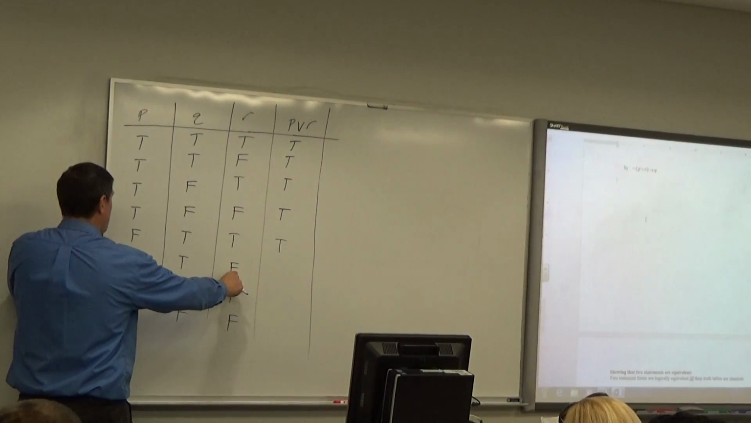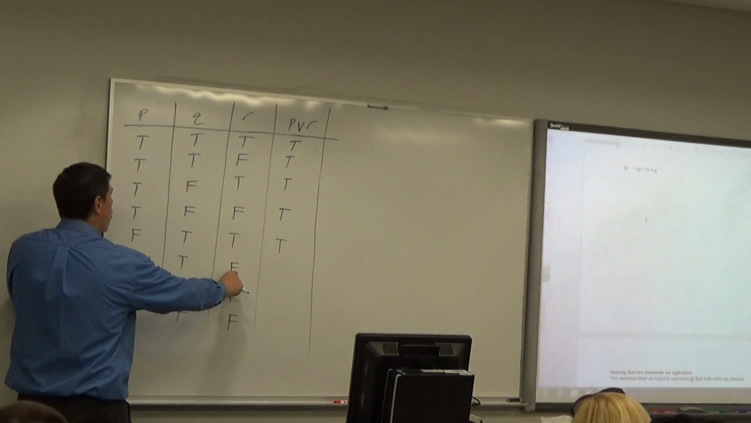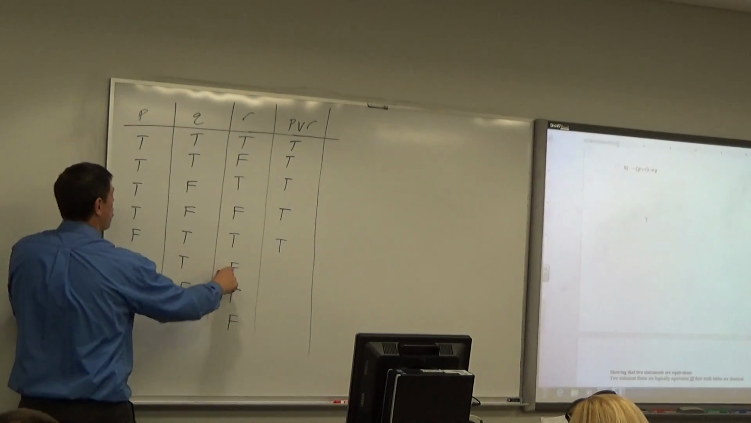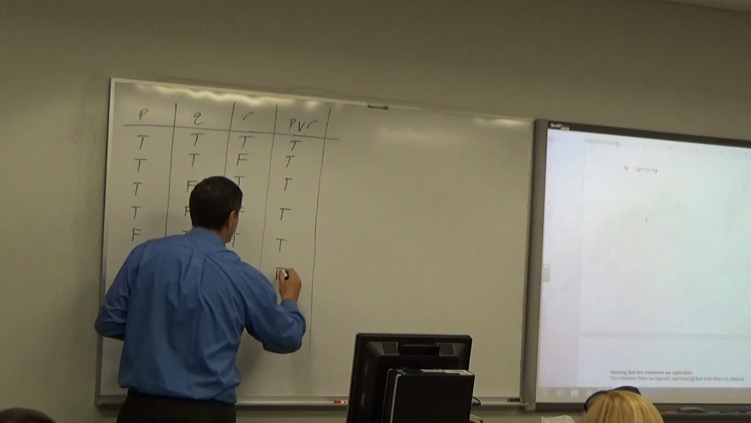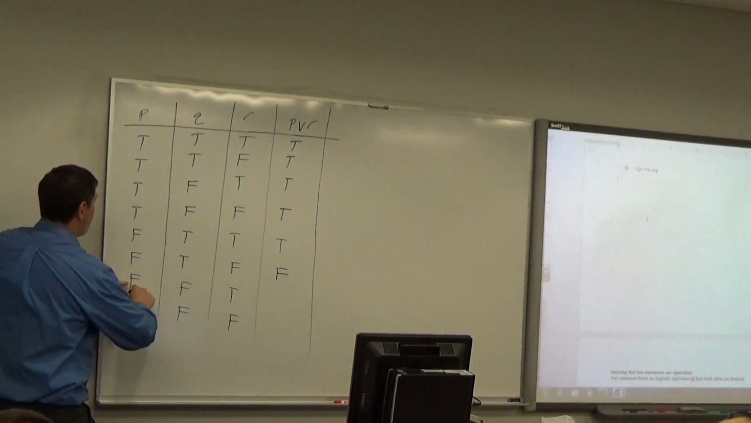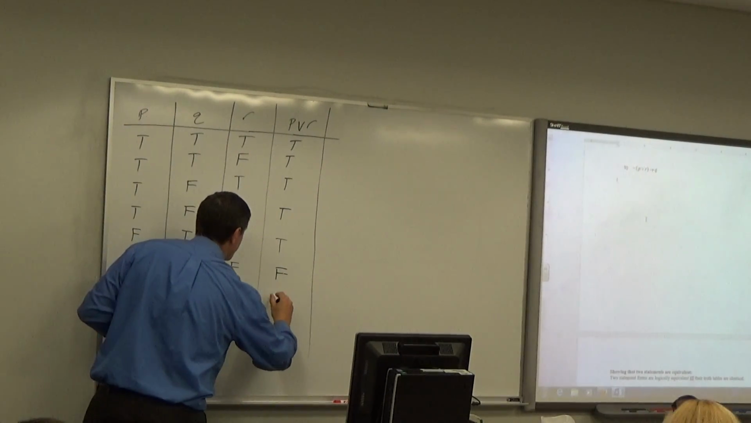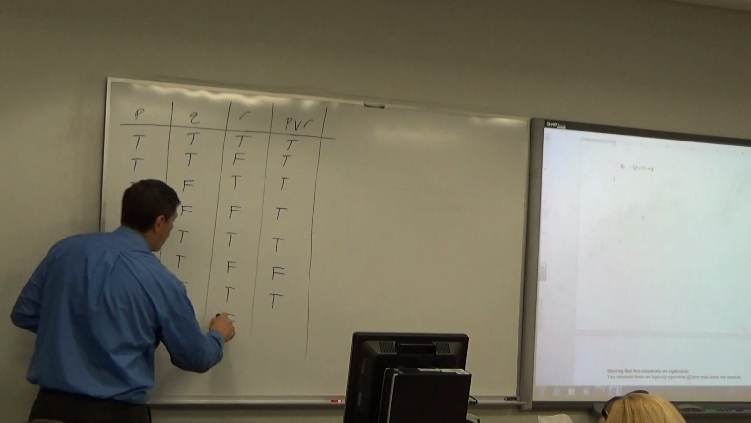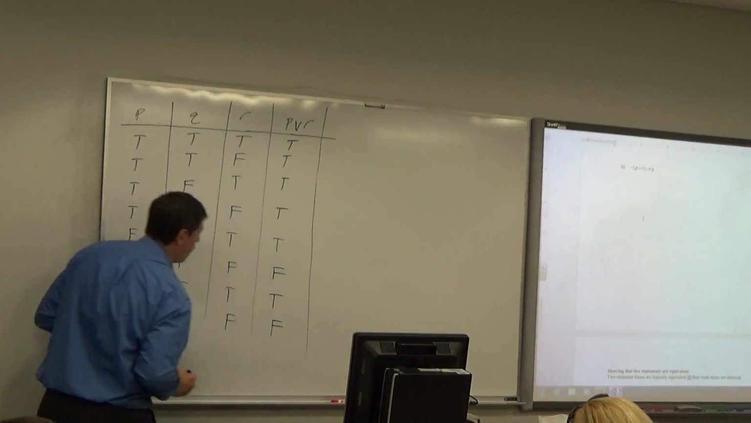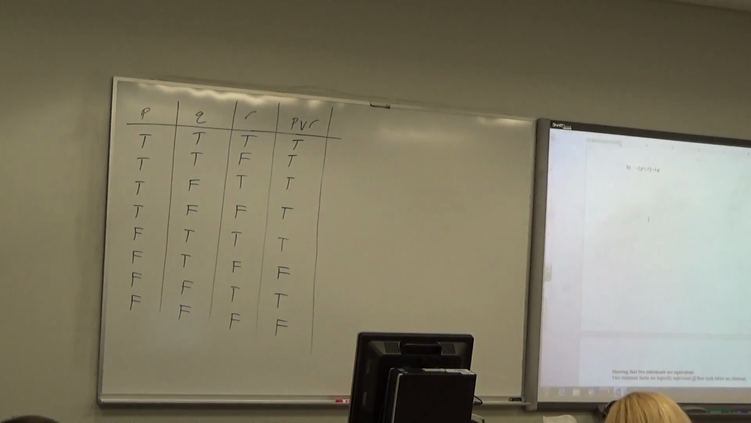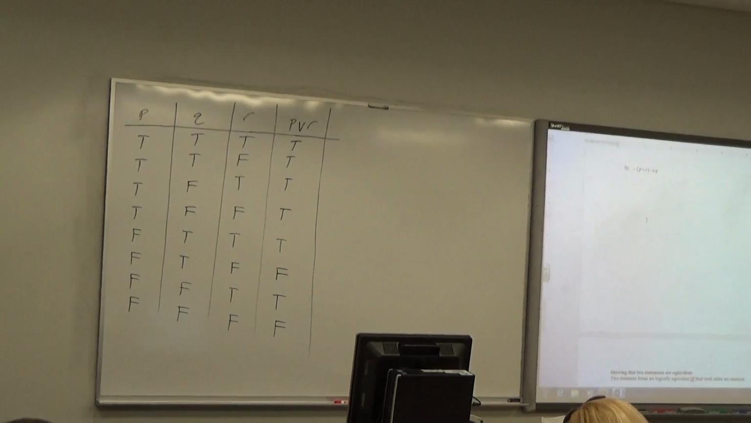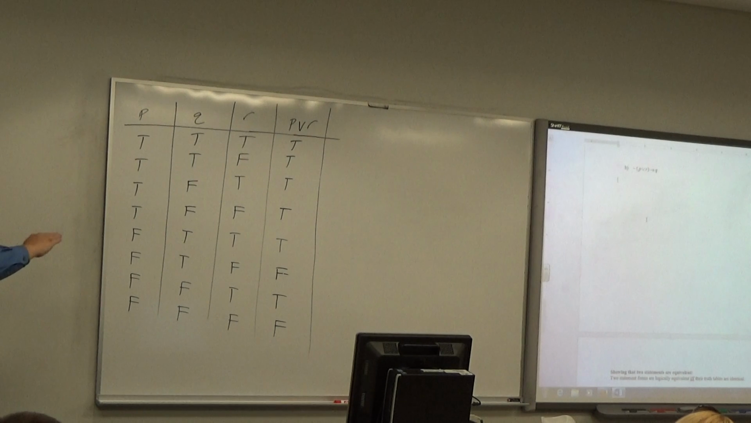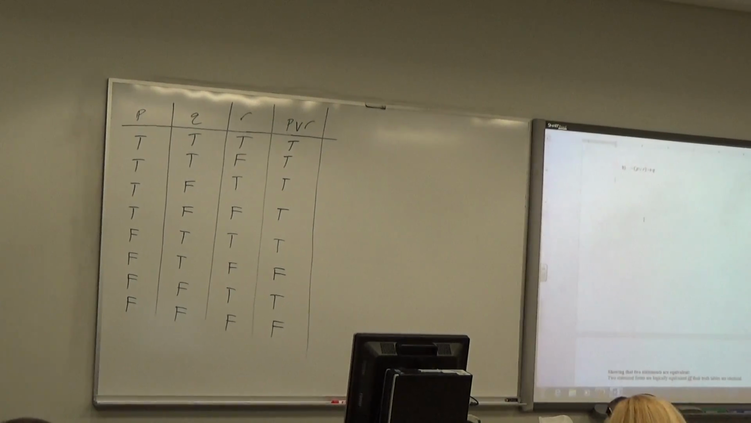In row 6, both P and R are false. We don't care about Q for this first part, so false or false gives us a false. False or true gives us a true. False or false gives us a false. Okay, so if you did P or R as the first column, everything should be true except for lines 6 and 8. Does that make sense to everybody, guys?